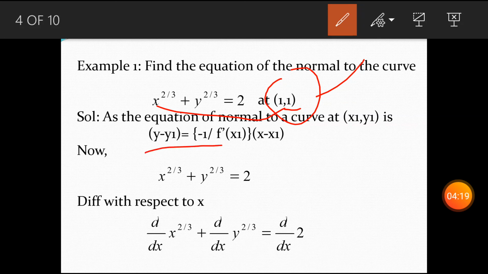What are you going to do? We know the equation of the normal is this. What we need is a point, which we already have, and the slope. So now we are going to calculate the slope with the help of the derivative. That's why it is part of the application of derivatives. First of all we are going to calculate the slope of the tangent, then we will calculate the slope of the normal. Okay, so this is the curve: x to the power 2/3 plus y to the power 2/3 equals 2. So differentiate it with respect to x.